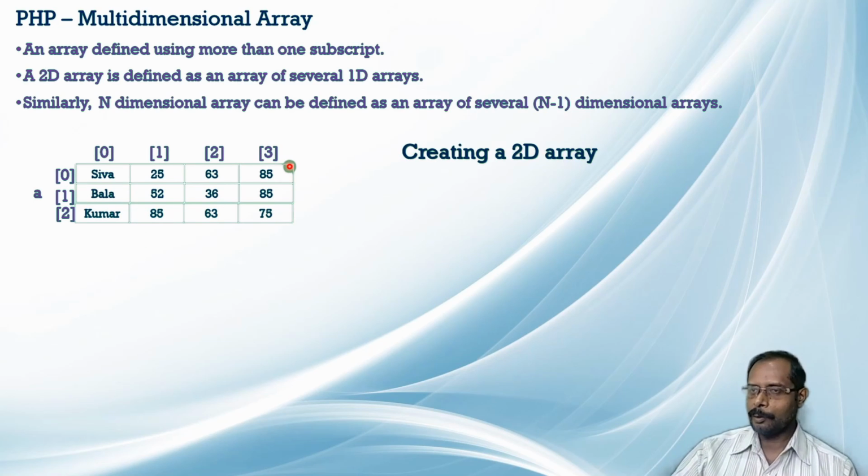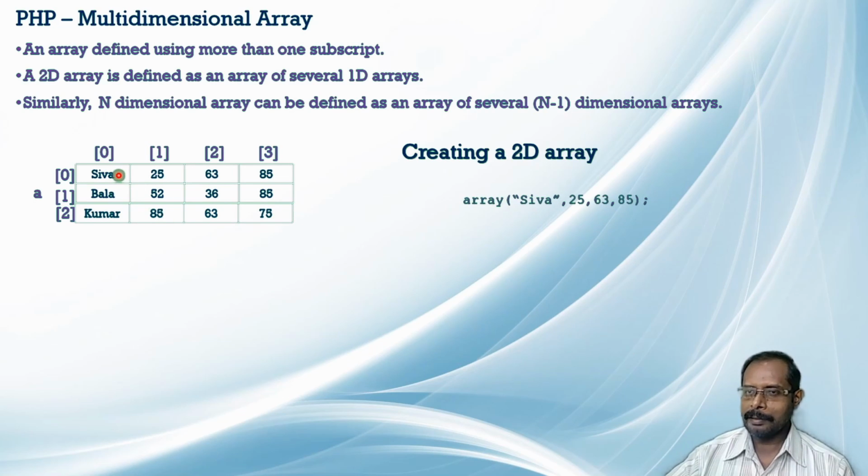So how to create a two-dimensional array in PHP? This is also very easy. We can declare 3 separate one-dimensional arrays for these 3 lines and put all the 3 lines into another array function that will create a two-dimensional array. Look at this.